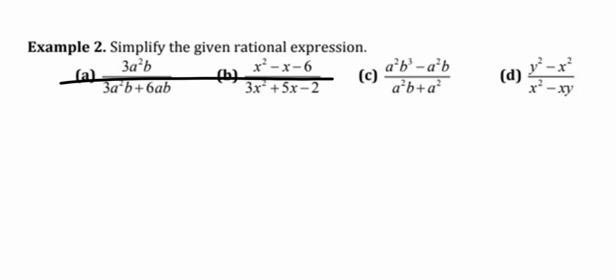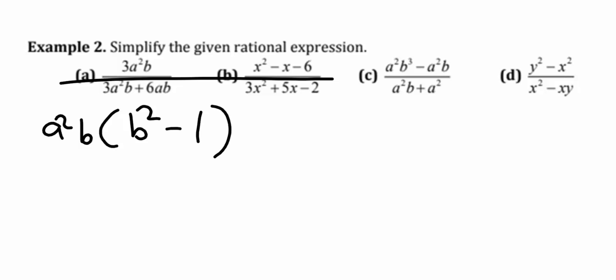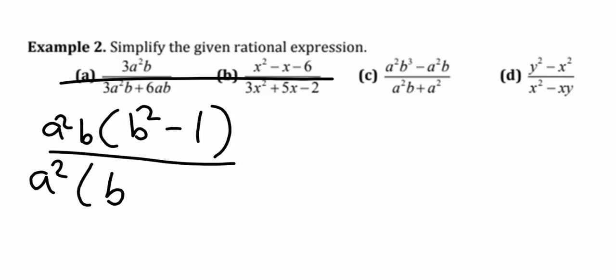So let's take a look at C here. We want to factor out what they have in common in the numerator and denominator. The numerator has an a squared b, so we're left with b squared minus 1. In the denominator, we have an a squared in common. If we pull that out, we're left with a squared times b plus 1. So hopefully now we see that the a squared over a squared will reduce to 1, so we can get rid of those.